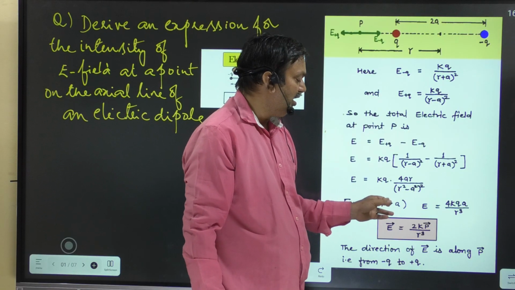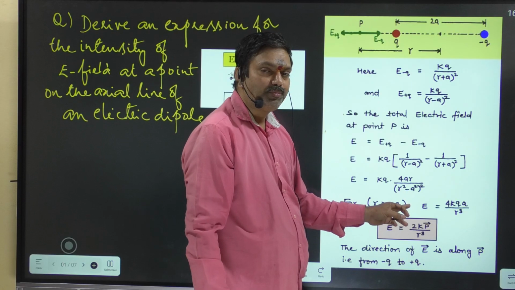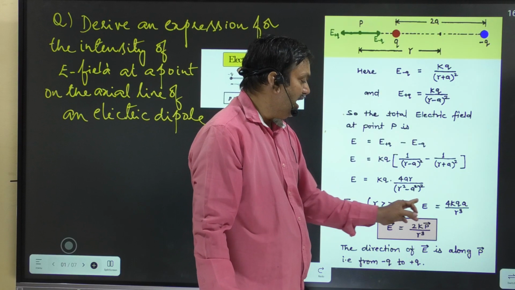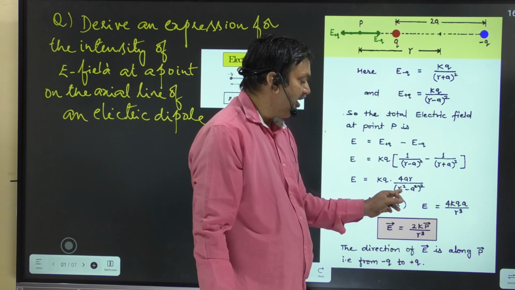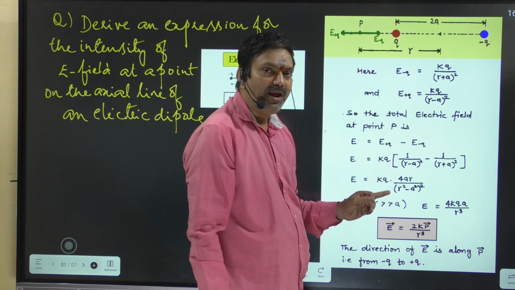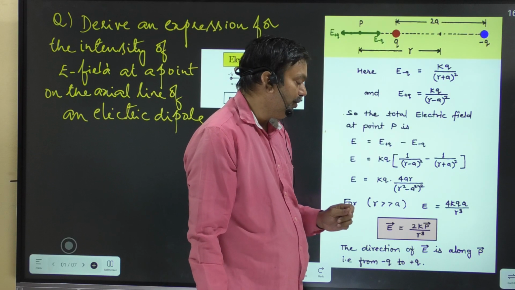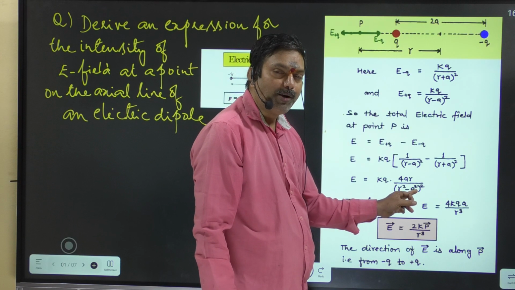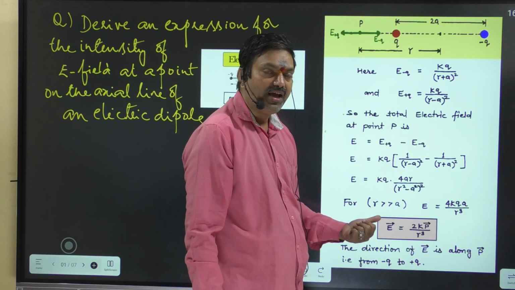So as a result, when R is much larger than A, the expression reduces to K into 4 into KQ, and as you see here, R square minus A square becomes simply R square. So (R square) whole square means R power 4. Because R square minus A square is reduced to only R square, since R is much larger than A.